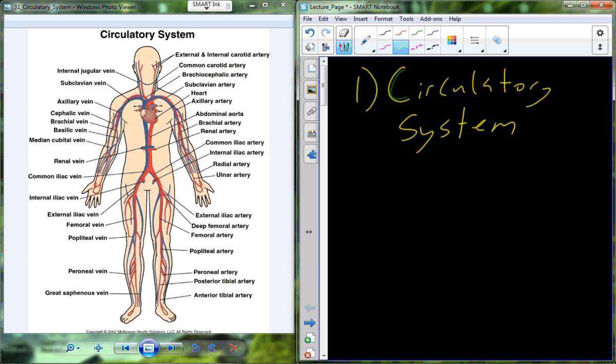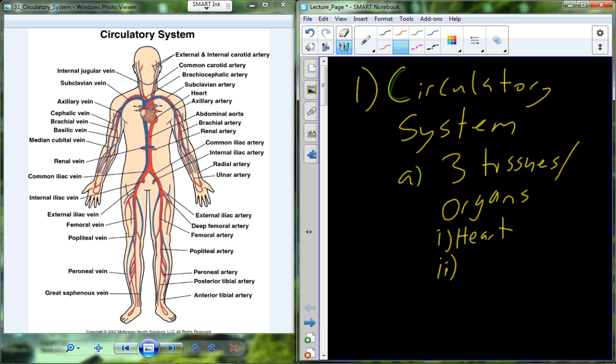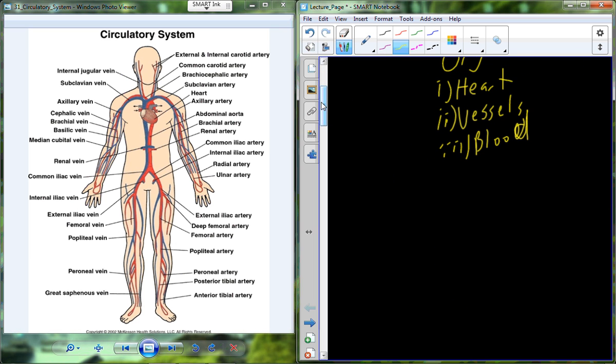All right, let's talk about the circulatory system. So you're going to want to start a brand new lecture here. The circulatory system is going to be comprised of three types of organs and tissues. You're going to include things like the heart, the vessels, and the blood. The heart and the vessels are organs, and the blood is the tissue. So expect to see these three types of organs and tissues show up for discussion.